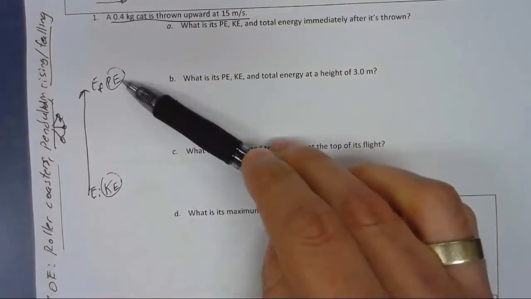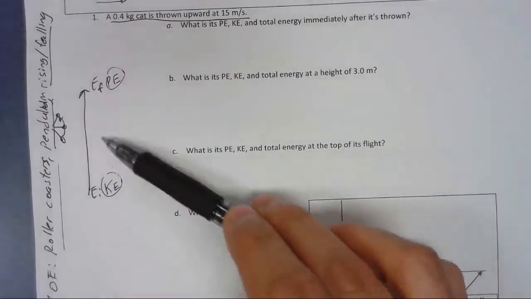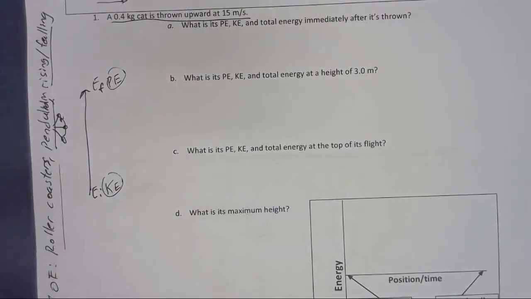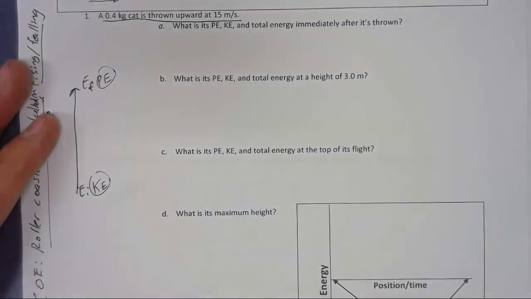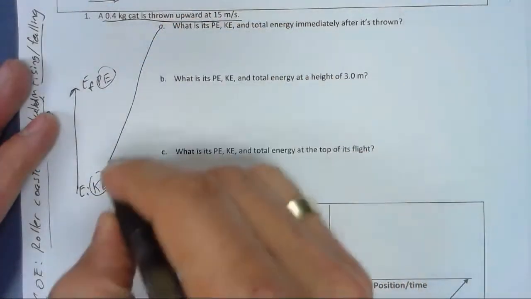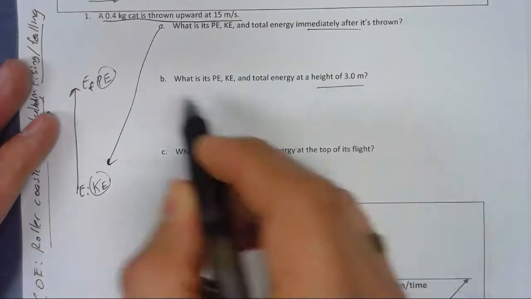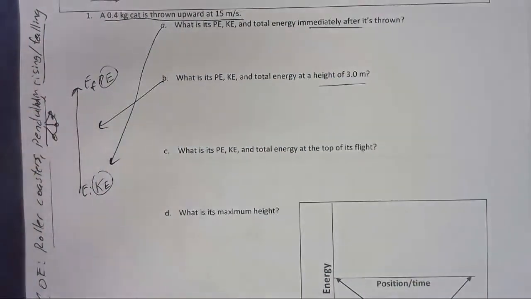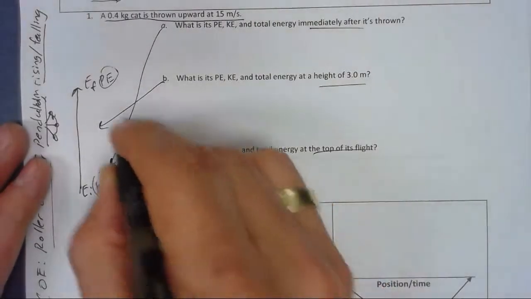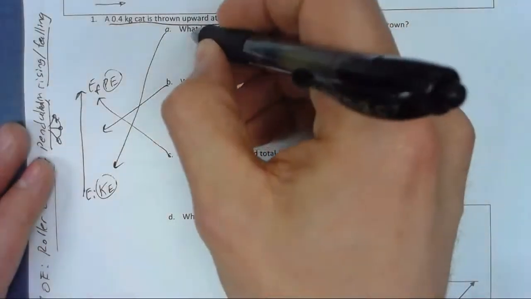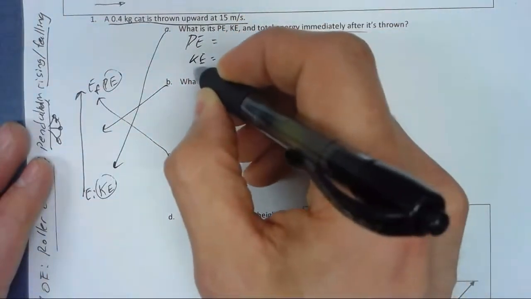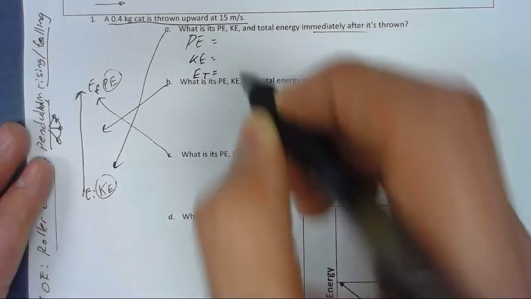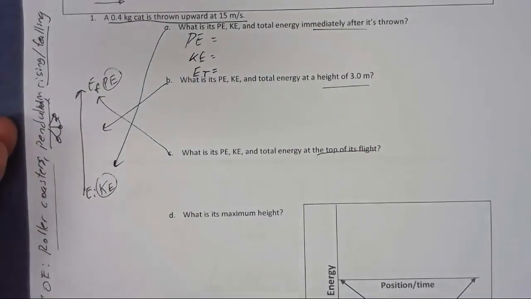So everything at the top is potential, everything at the bottom is kinetic, and everything in between will actually be both forms of energy. So what this wants us to find is potential, kinetic, and total energy immediately after it's thrown, which is down here, at a height of 3 meters, which is somewhere in the middle. Doesn't have to be exactly in the middle, but somewhere in the middle. And at the top of its flight, up here at the top. So at each of these points, I just want to go PE, KE, and total energy. I'll pause the video and come back when that's all done.